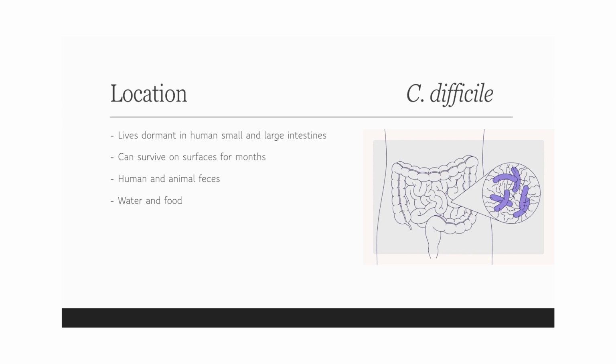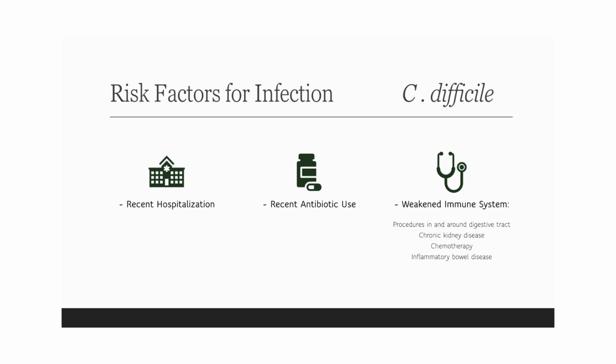Found in human and animal waste and feces. It can also be found in our water and our food if not properly filtered and cooked. C. diff is often acquired after hospitalization and after antibiotic usage. This is a result of it being an opportunistic pathogen that when the human microbiome is disturbed, it can take over, causing inflammatory response from a compromised immune system. The immune system can be compromised from many different reasons shown here: chemotherapy, inflammatory bowel disease, or kidney disease.